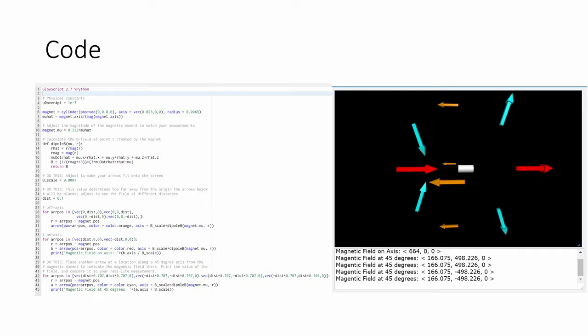I used the data that I found experimentally to solve for mu of the magnet. Using the equation B equals 2 mu over r cubed, I was able to use the different distance values and their corresponding magnetic fields from the data I collected to find an average value of mu for the magnet I used. I found mu to equal 0.332, and I used this value in the code.